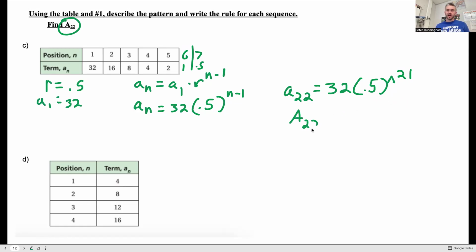And we found out, whether you took the long way or you took the formula way, you should find out that your 22nd term is 0.0000. That's a lot of zeros. 1, 2, 3, 4 zeros. And then 1, 5, 2, 5, 9. Ooh, I even said it wrong. See? 1, 5, 2, 5, 9.